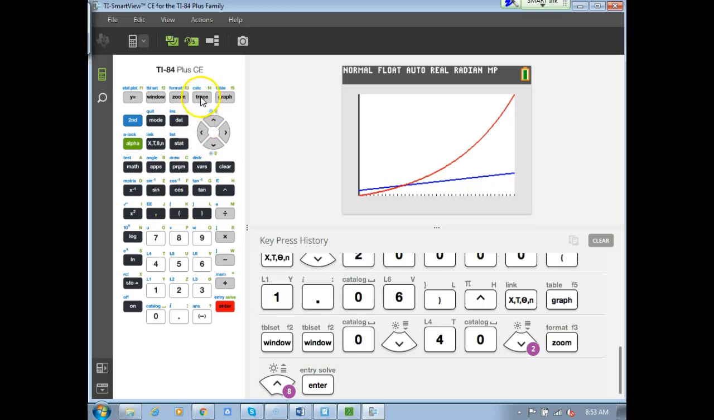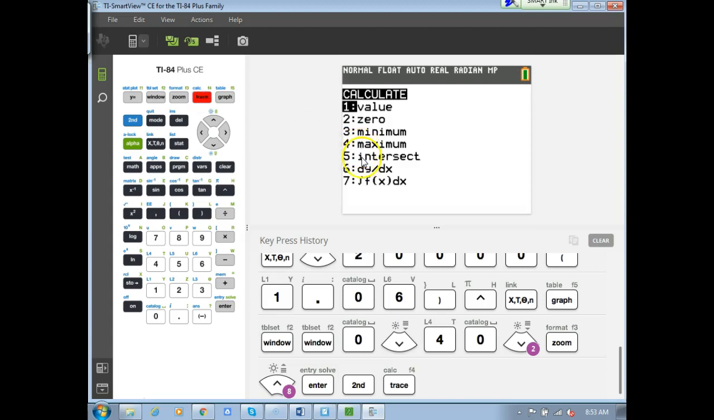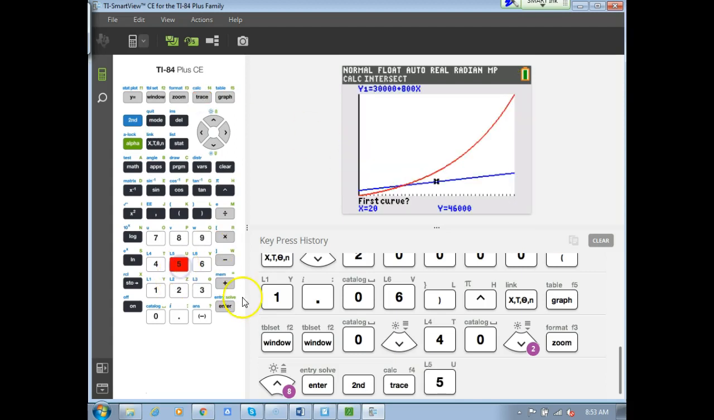So I'm going to use that intersect feature in the calc menu. Second trace, intersect, which is 5, and then you just hit enter 3 times. Enter, enter, enter. This gives you a super accurate answer. So 11.6 years. They're going to match pay at roughly $39,000, but after, once you hit the 12th year of work, you're going to be paid more money at Walby. So you need to incorporate that answer into your answer.